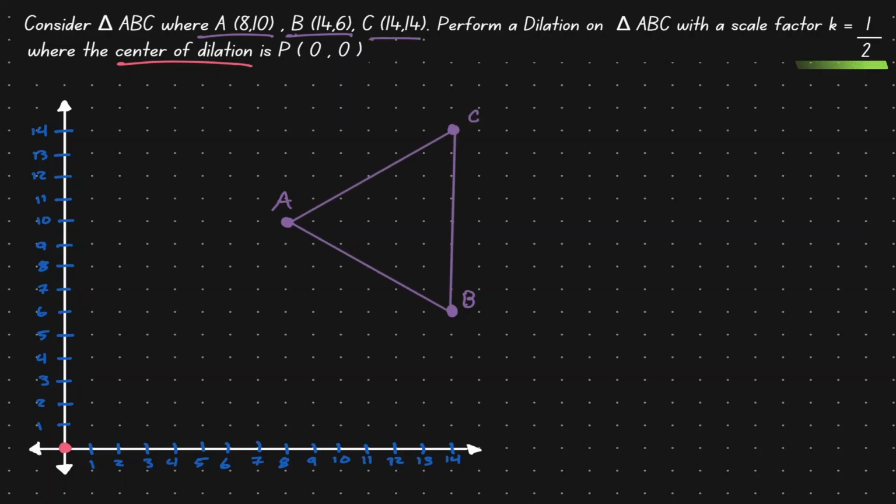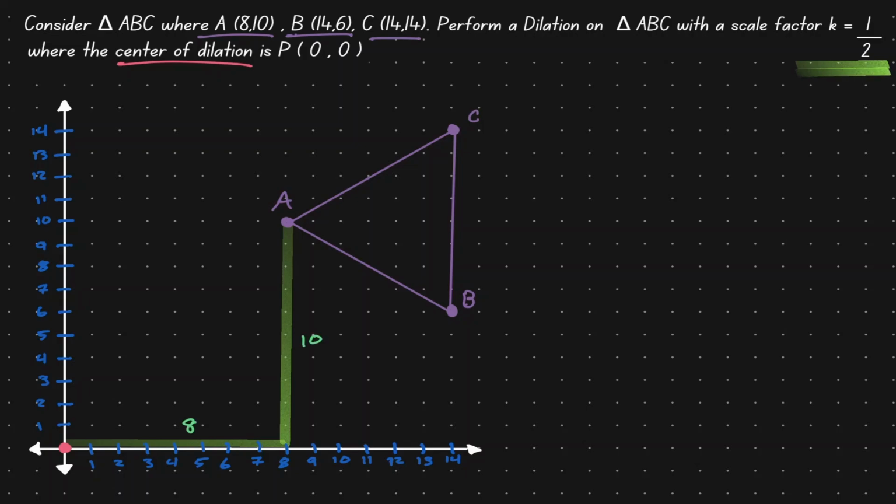Now remembering that our scale factor is 1/2, what we want to do is find the distance from the center of dilation to every vertex, and we want to halve that distance. Let's start with point A. Instead of looking at the diagonal distance, we're going to take a look at the horizontal distance that point A has from the center of dilation, and the vertical distance that point A has from the center of dilation. Which in this case, notice that we're moving 8 units to the right and 10 units up.